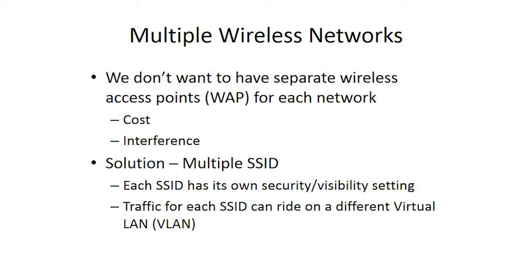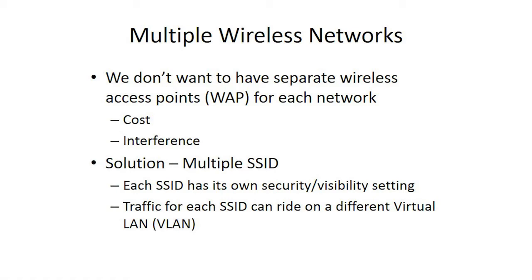Okay, so we didn't want to have multiple wireless access points because we didn't want to have to worry about cost, and we didn't want to have to worry about interference. Because I could have multiple 2.4 gigahertz, if I have two access points sitting next to one another, they've got to fight for frequencies and such. So one is better. So like I said, we use SSIDs for each.